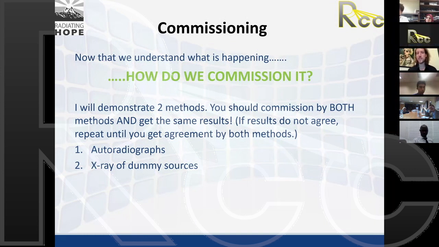So I'll give you 2 examples, one using autoradiographs, the other using an X-ray source and dummy sources. And you should use both options. So on one ring, you should use autoradiographs, and you should use the X-ray method. They should both agree. If they do not agree, then you should repeat results until they do agree. Okay, two separate methods should arrive at the same result for the same mechanical system.